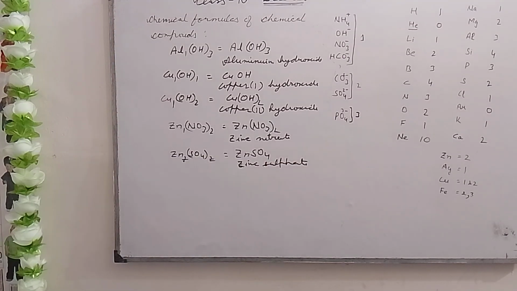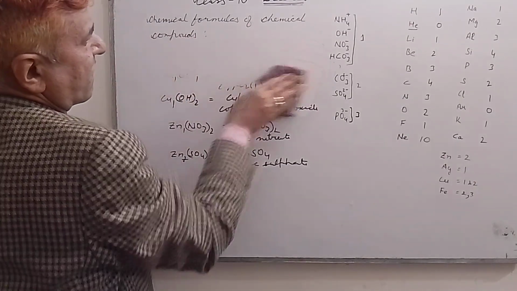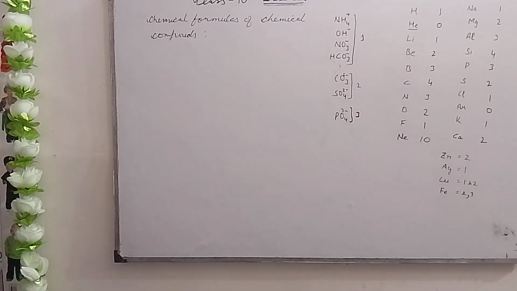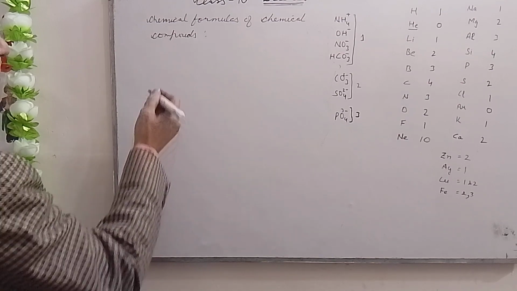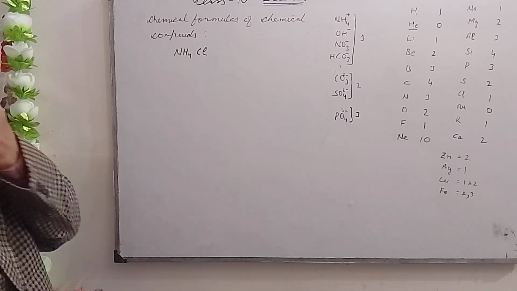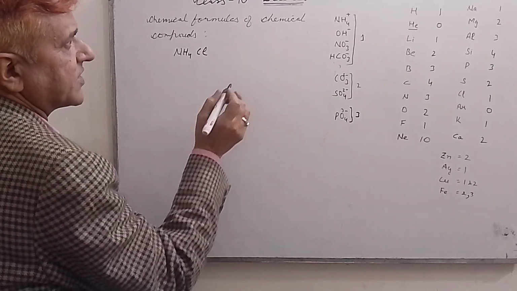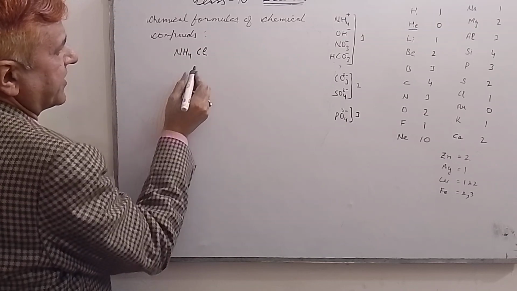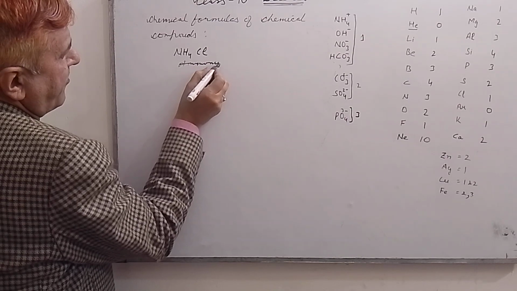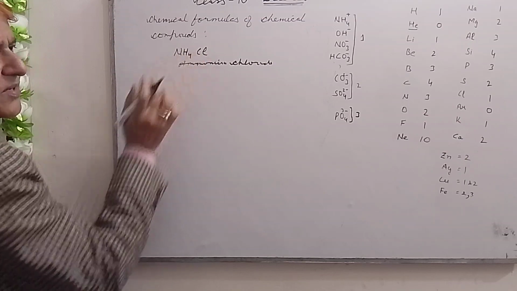After this we have ammonium chloride. So my dear students, ammonium is NH4 and Cl, chloride. What is the valency of ammonium? Chlorine 1 and ammonium has valency also 1. So this is ammonium chloride. No need to write 1 and 1 within bracket.